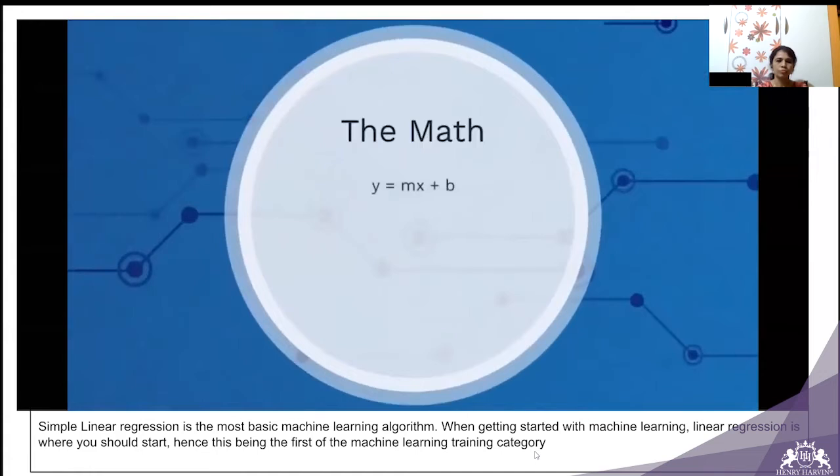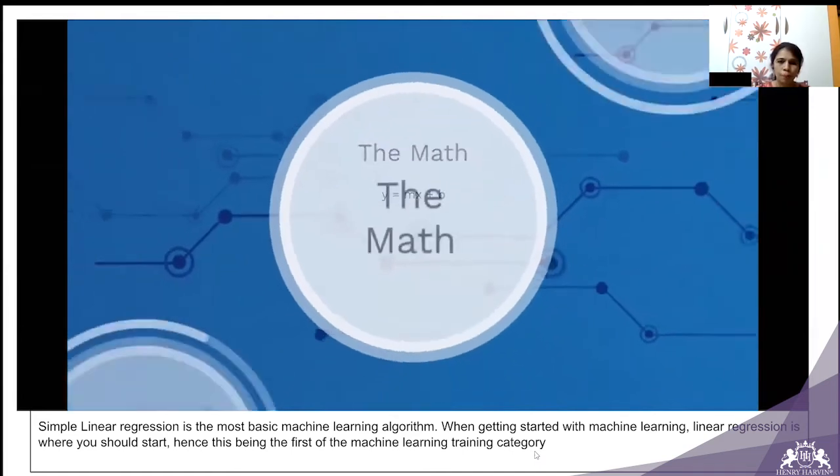The formula is quite simple. It is y equals mx plus b. Y is what we are trying to predict. M is the slope, or the $236 square footage value. X is the input, the value that we don't know, or in our case, the 2005 square foot home. And b is the bias.